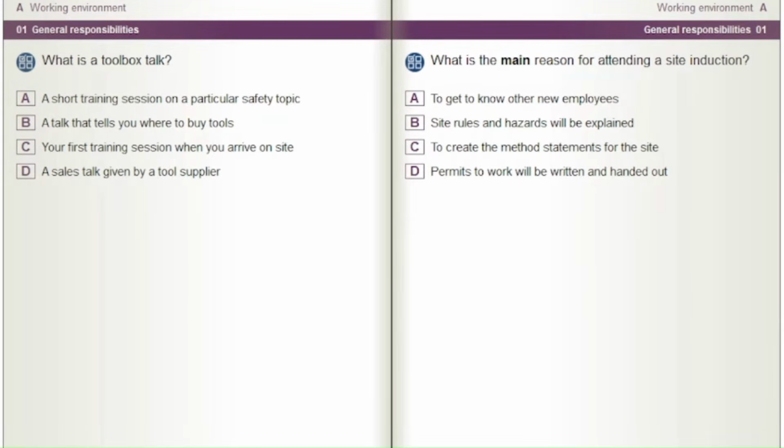What is the main reason for attending a site induction? To get to know other new employees. Site rules and hazards will be explained. To create the method statements for the site. Permits to work will be written and handed out.